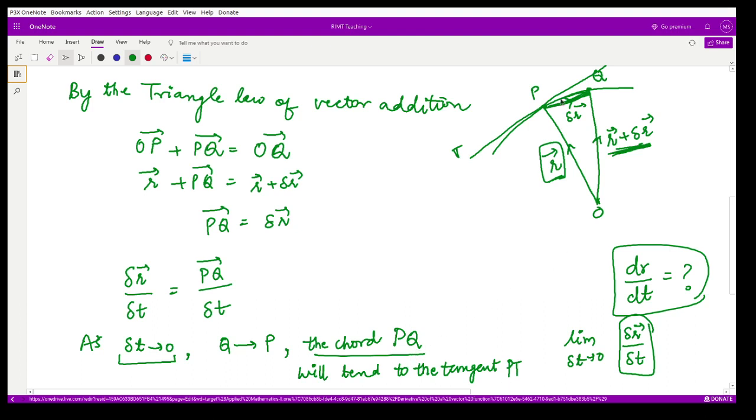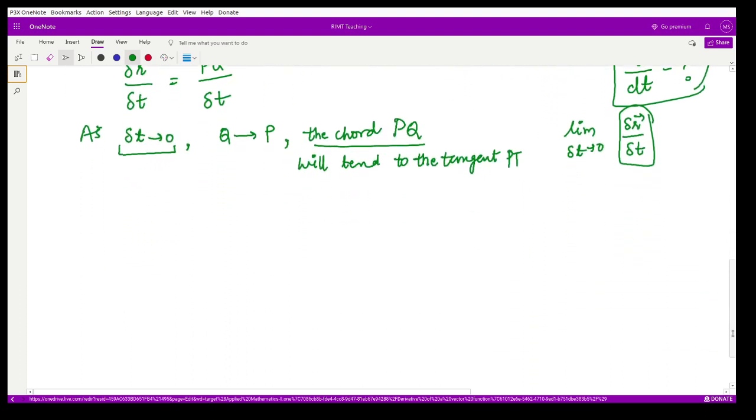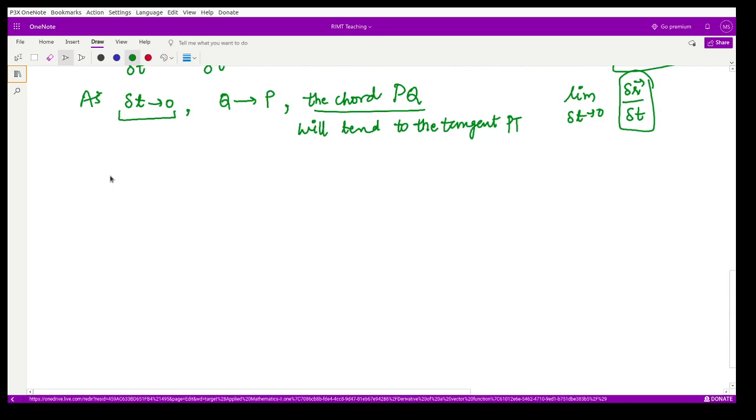So we will say this chord, whenever this Q moves closer and closer to P, you see the distance between PQ will eventually be this particular tangent only. So therefore, we will say chord PQ will tend to this tangent PT, and therefore limit delta t approaches 0, delta r by delta t becomes equal to dr by dt.